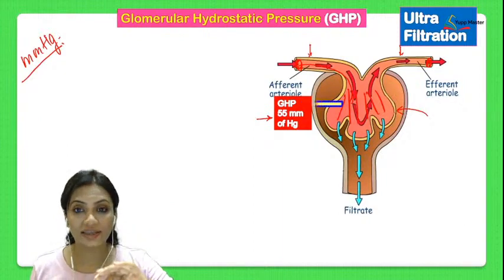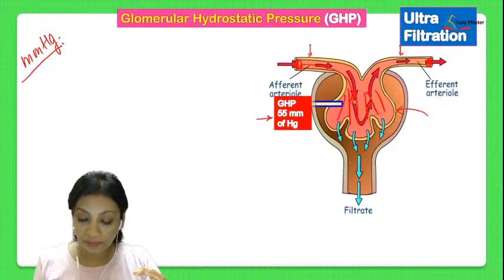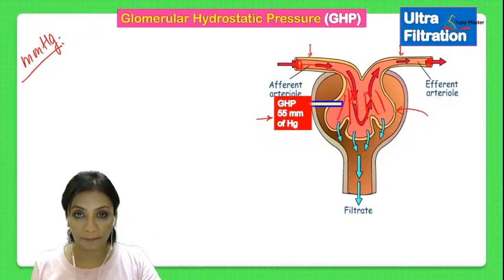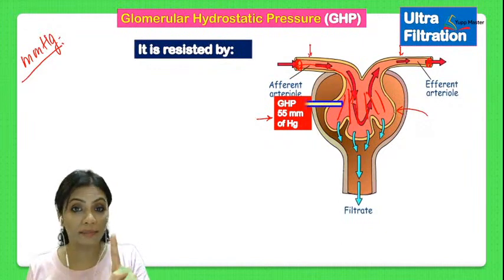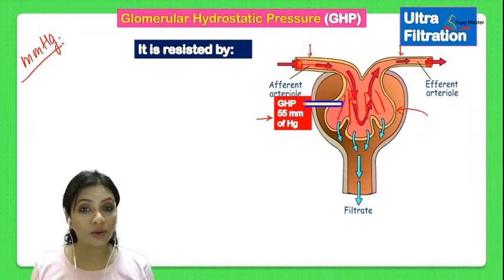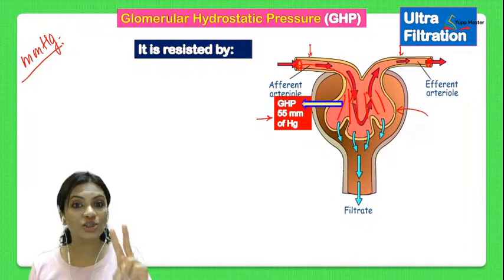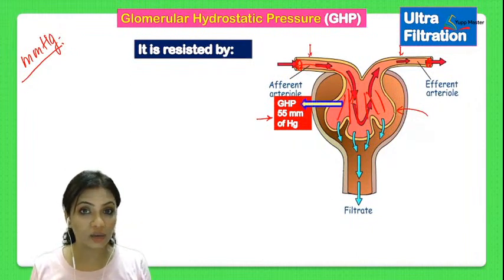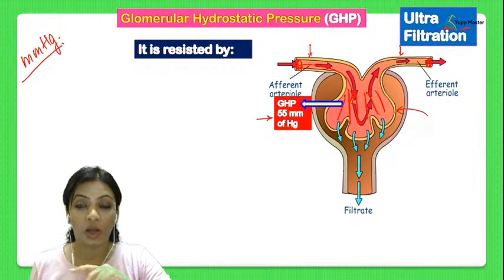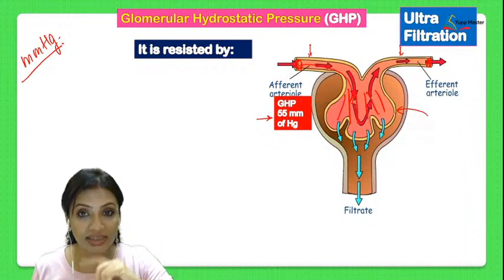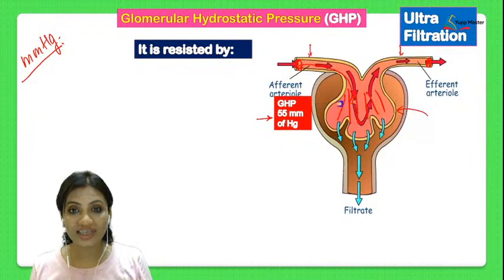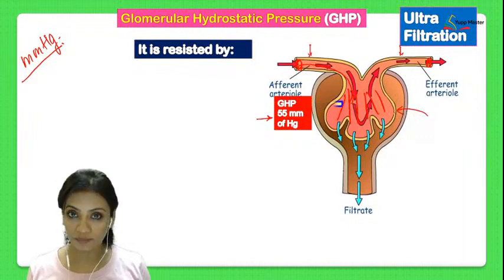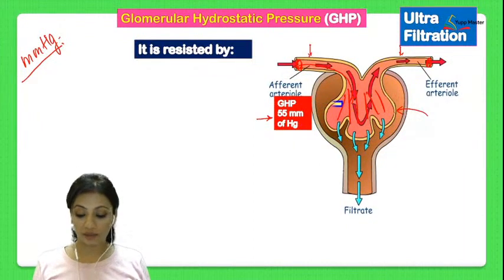Now, next pressure. This is a pressure which is going to be put up, and it is going to be a pressure which is resisting. Remember I told you, the boy wants to walk out of the classroom, but he has two friends who are already standing out who want to prevent him. So, they are resisting him. There are forces here which are resisting the blood from being filtered. Let's see what those forces are.